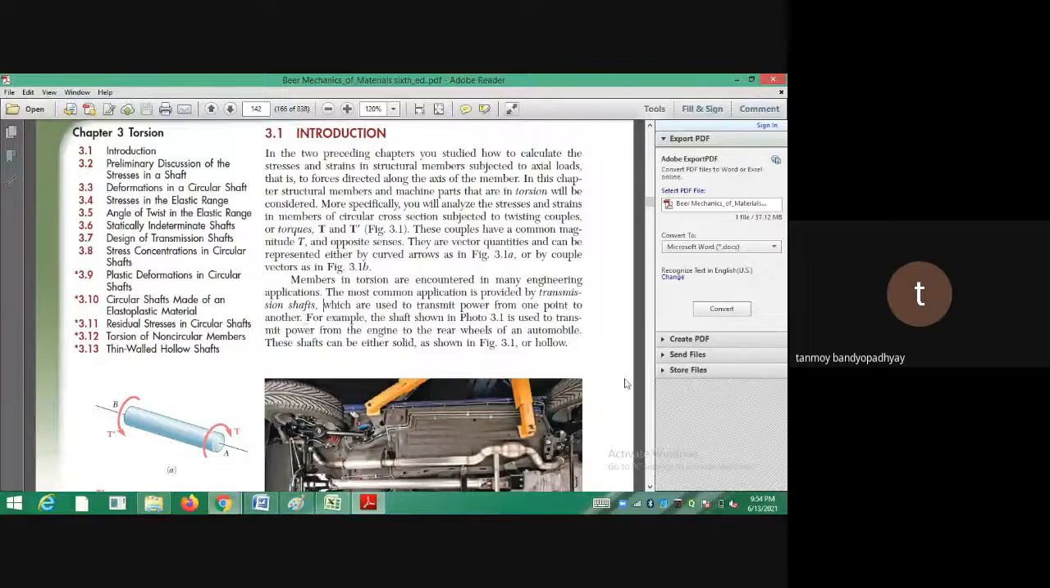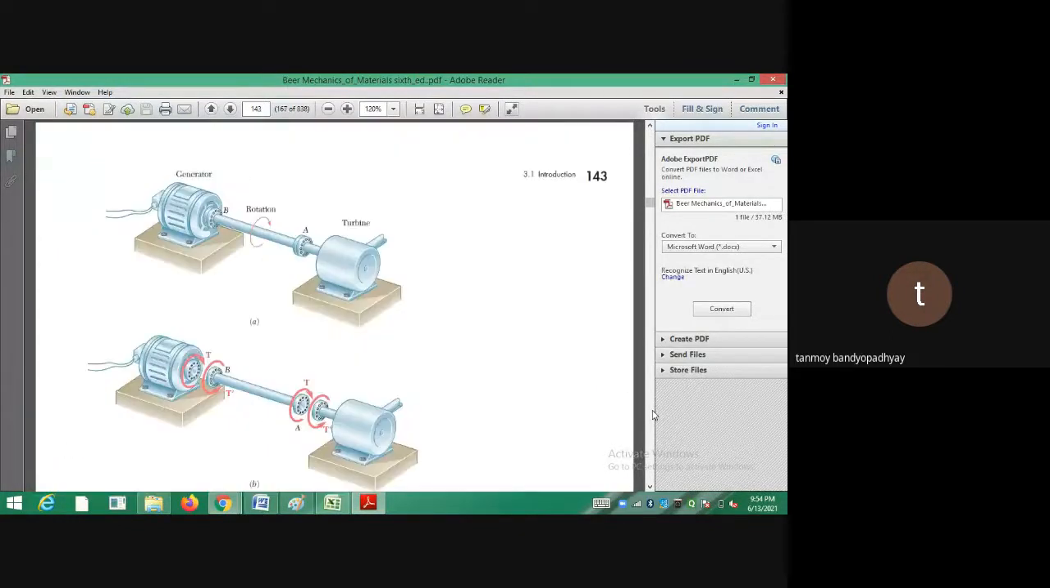Being generated, like any idea? Power ta kotha theke ashe? So as you can see, there is a motor.